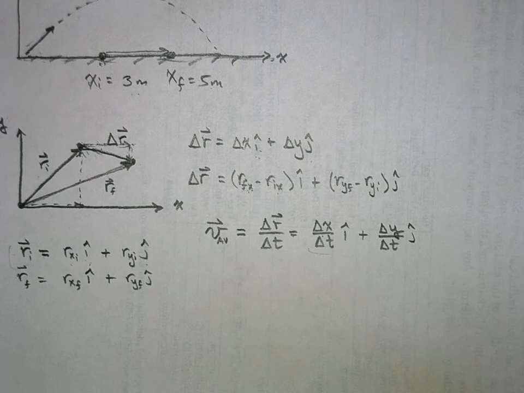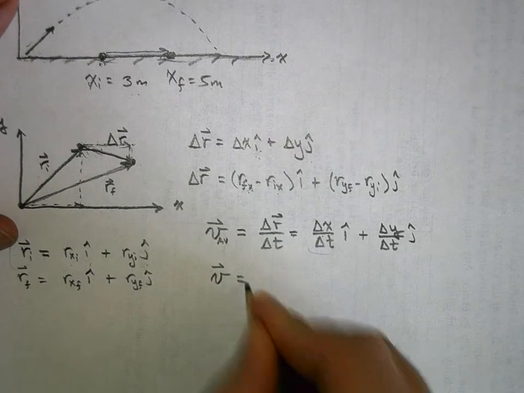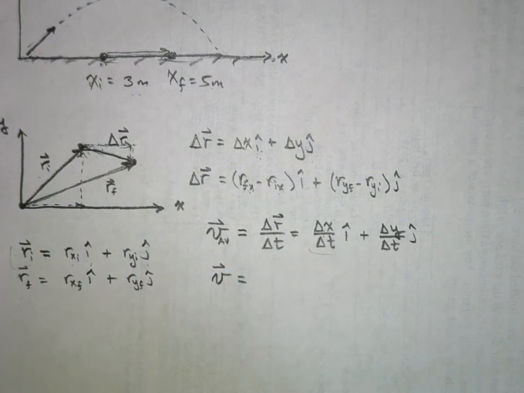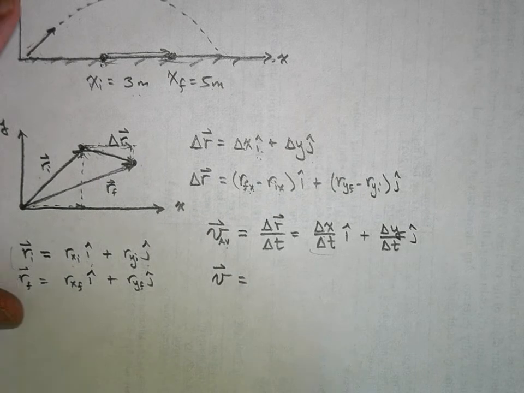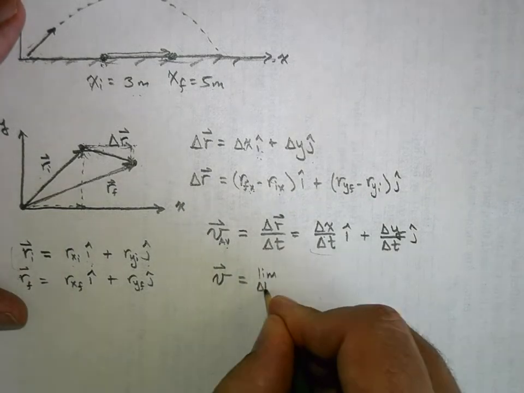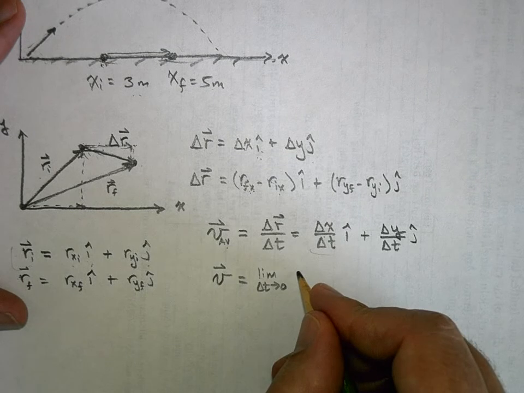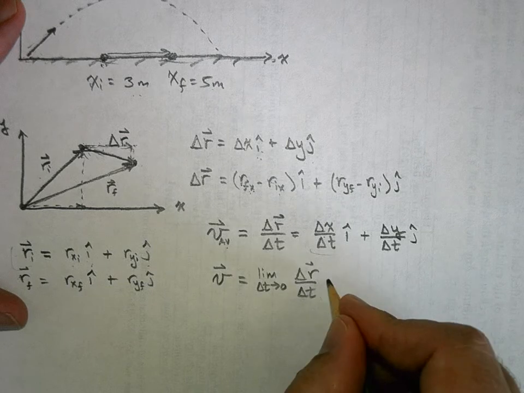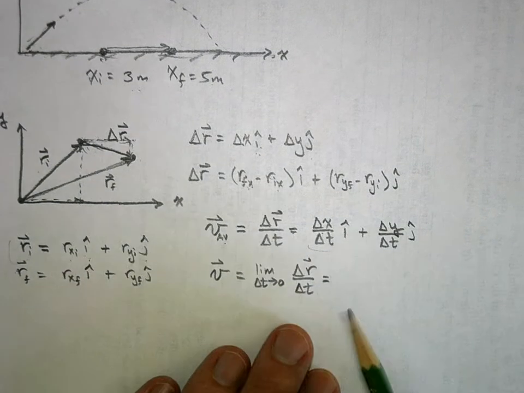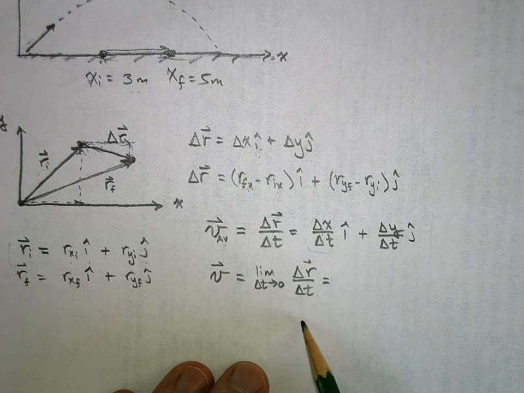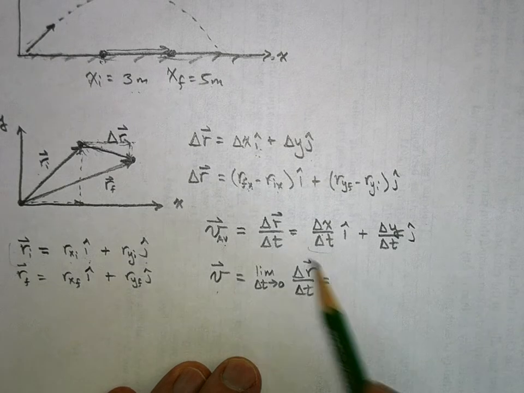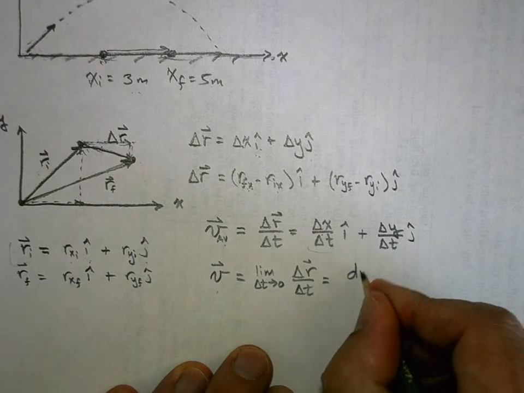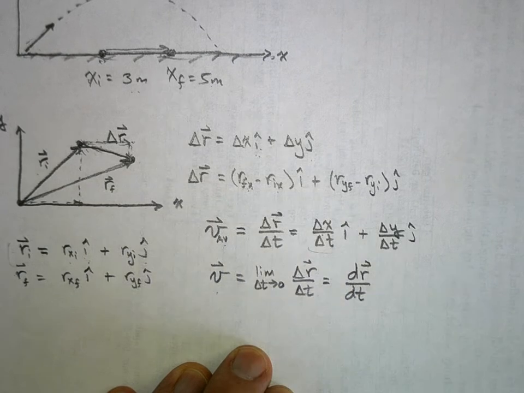What did we do for instantaneous velocity? Instantaneous is just the average without the AV subscript there. Okay, so we'll take the limit as delta t goes to 0 of delta r over delta t. Now, this is obviously a derivative. So the instantaneous velocity here is dr dt.